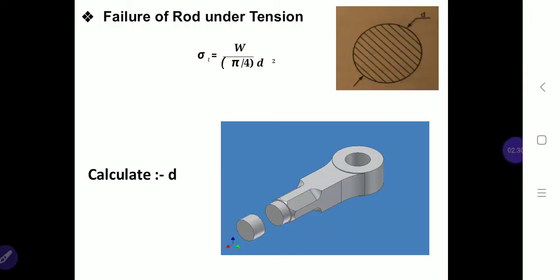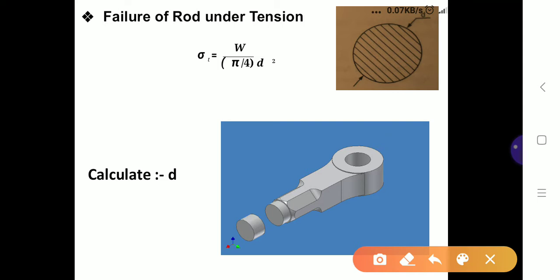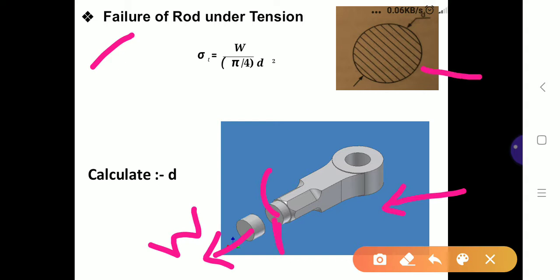Now we start the actual design procedure of knuckle joint. The first step is failure of rod under tension. Here the 3D view is represented for easy understanding of the failure area. When this rod is subjected to tensile load, it is under tensile stress, and these are the failure area. We can represent here the failure area of diameter D.